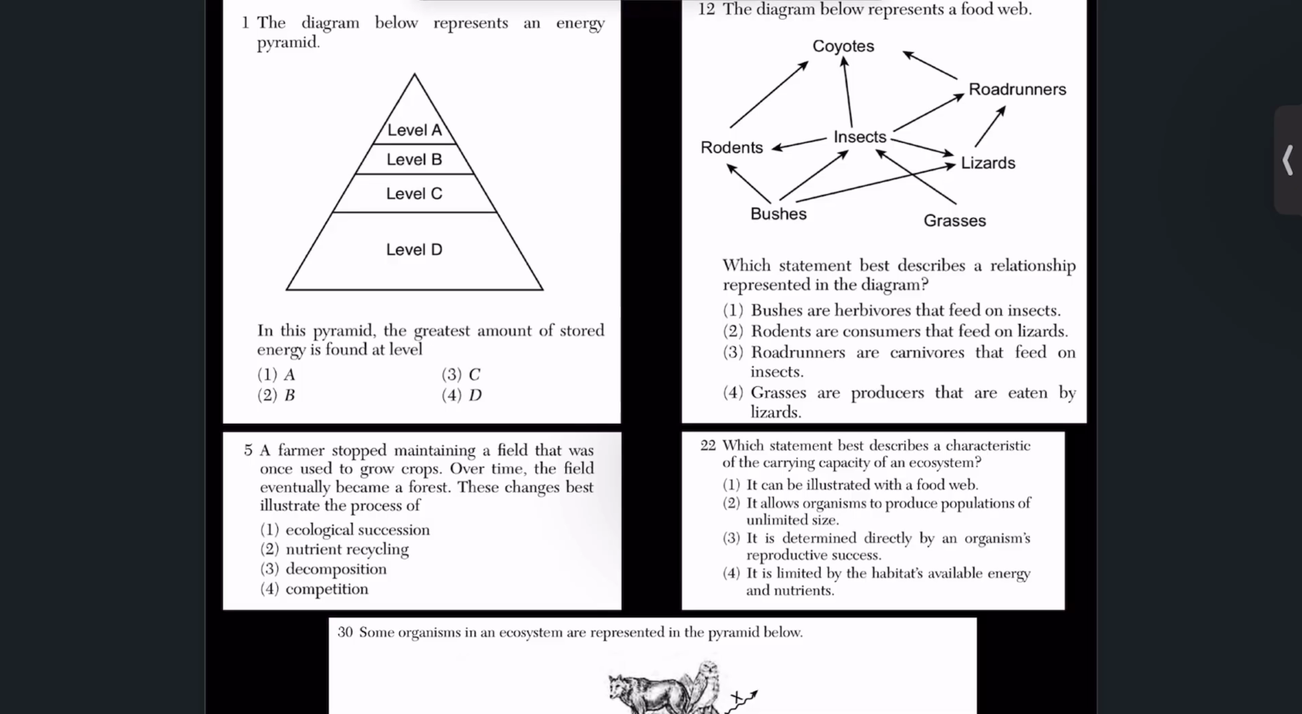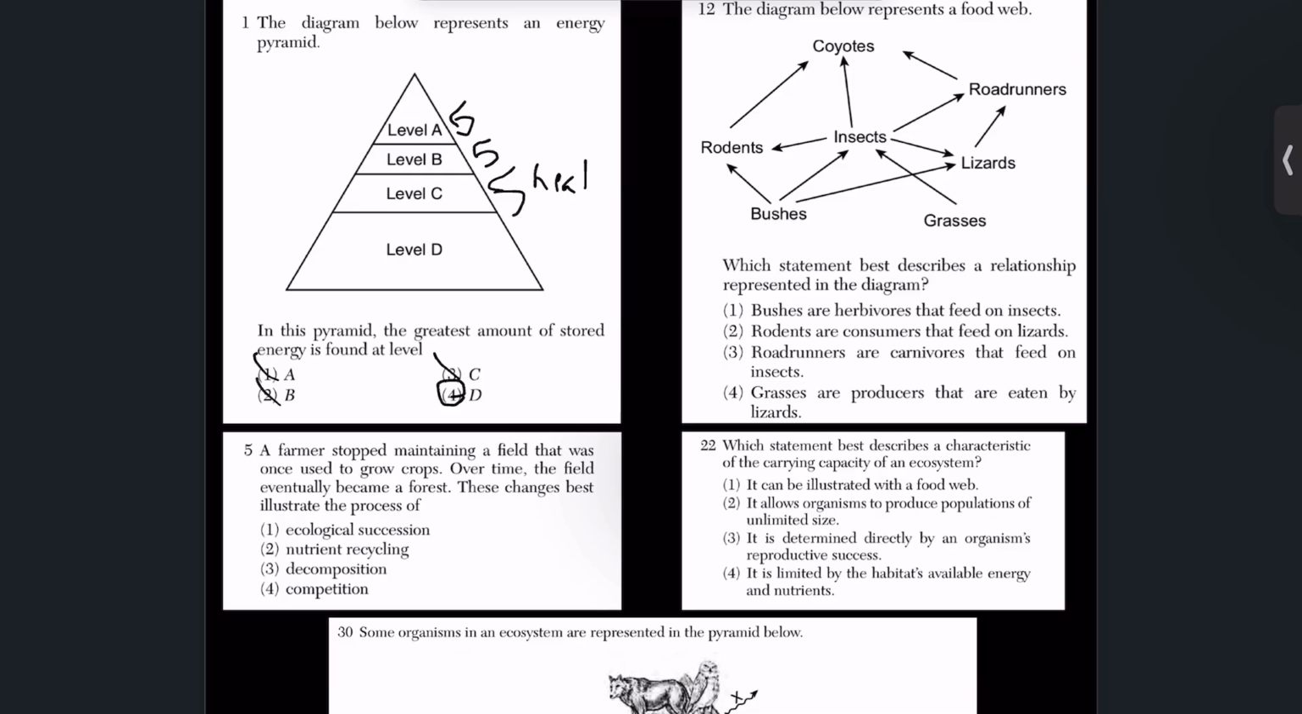The diagram below represents an energy pyramid. In this pyramid, the greatest amount of stored energy is found at level, then we have A, B, C, or D. So this is really just testing our knowledge about which one has the most amount of energy. And if we remember, every time energy is transferred, it is lost as heat. So when we go like this, some heat is lost, and then that happens every single time we go up. So our best answer here would be choice number 4, or letter D, because there is no energy being lost as heat, and that's where we find the most amount of energy in the pyramid.